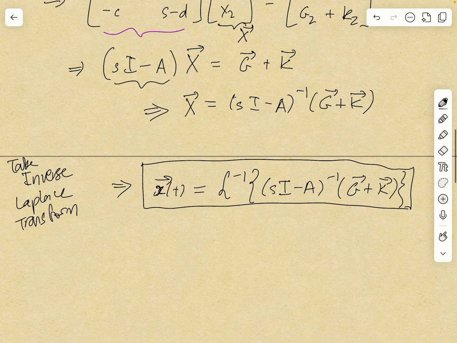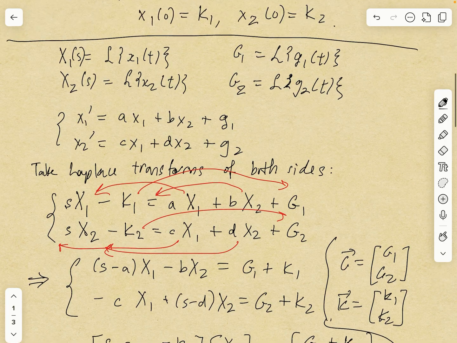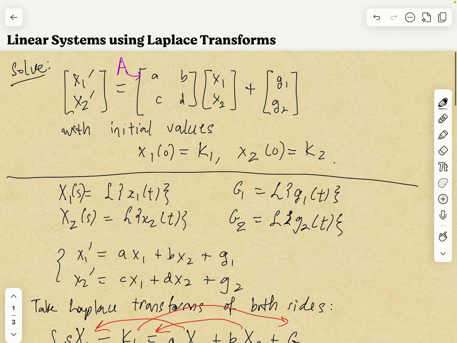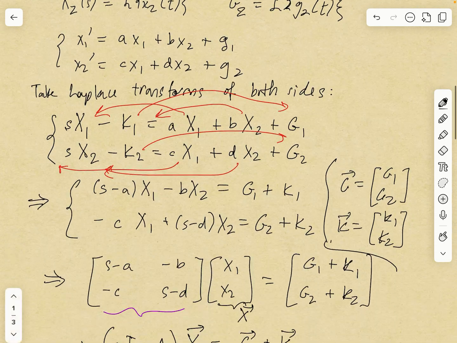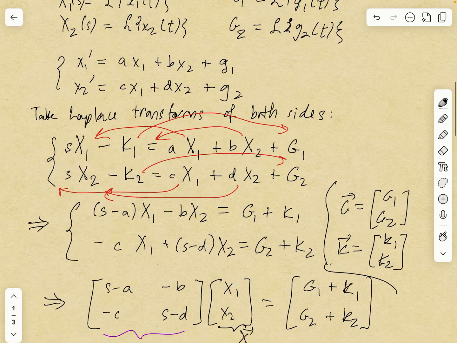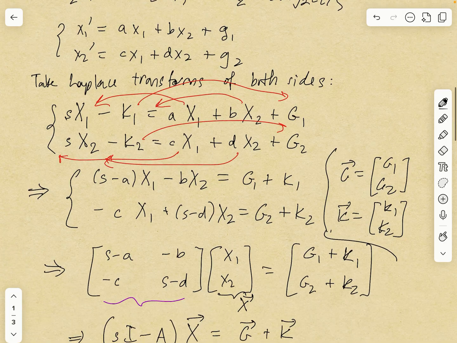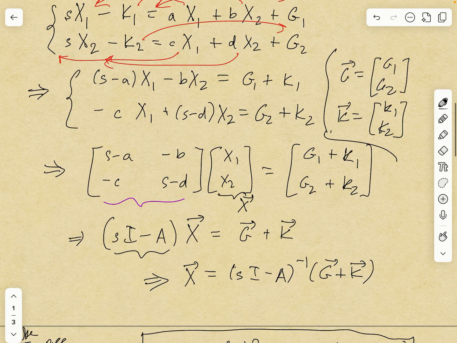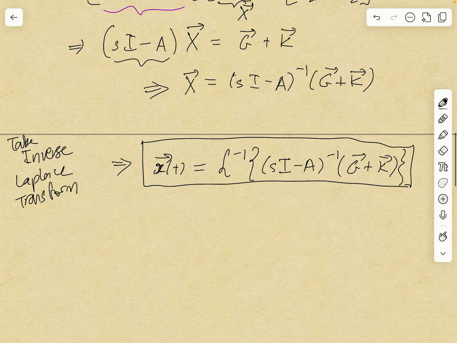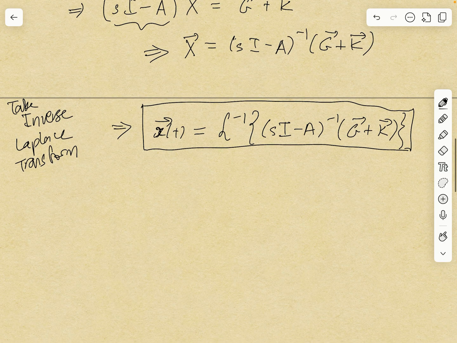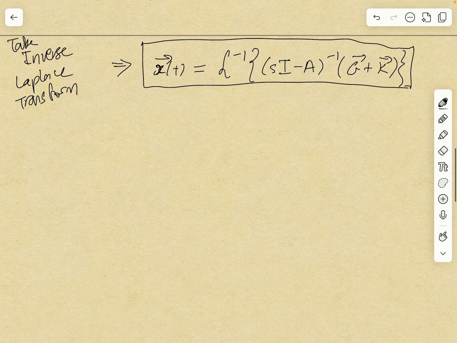So that's the answer. Let's just review. You have this 2 by 2 system, non-homogeneous, and you basically just do the algebra. You write out the system, then take the Laplace transform of both sides, and you get this formula. You multiply by the inverse of sI minus A, and then you take the inverse Laplace transform, and that gets you back little x1 and little x2.